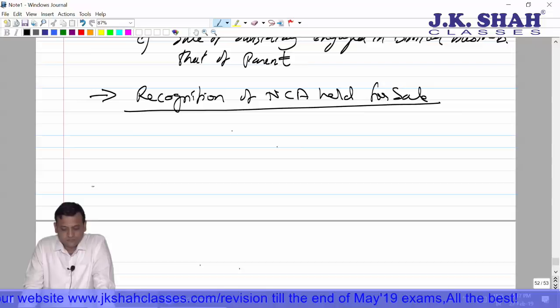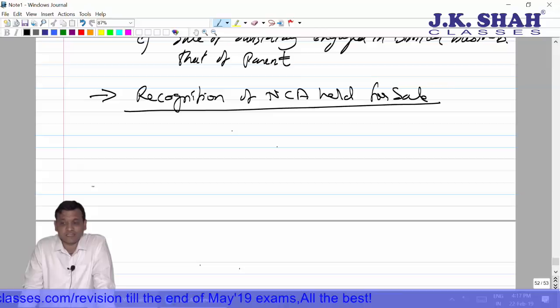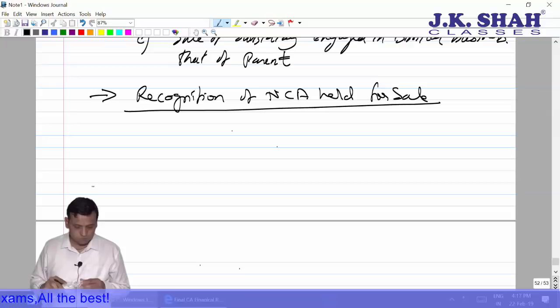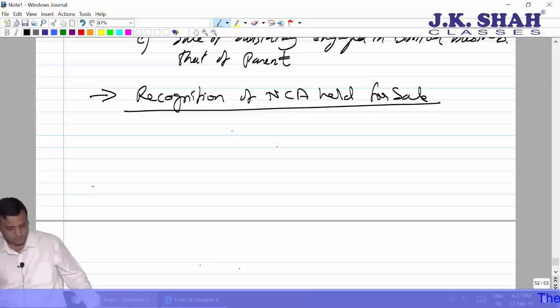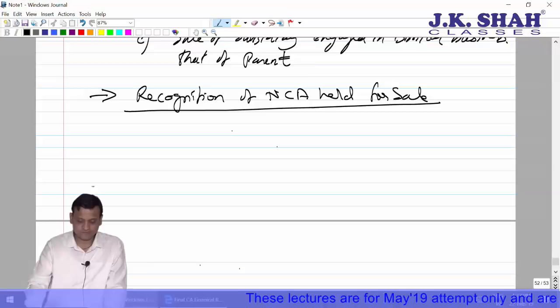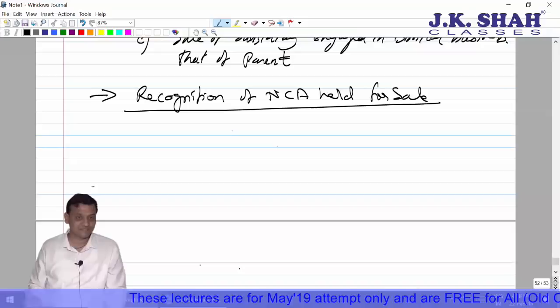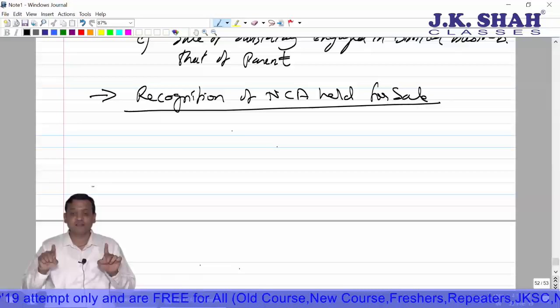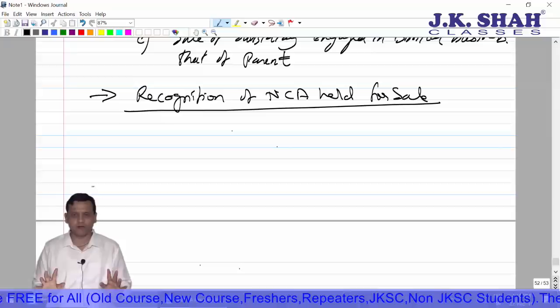When should you classify a non-current asset as held for sale? It should be available for immediate sale. Must be available for immediate sale, of course based on some customary practices. Let me explain this point. When should a non-current asset be recognized as held for sale? Till now it is recognized as property, plant and equipment, or as the case may be. I want it to be recognized as held for sale.